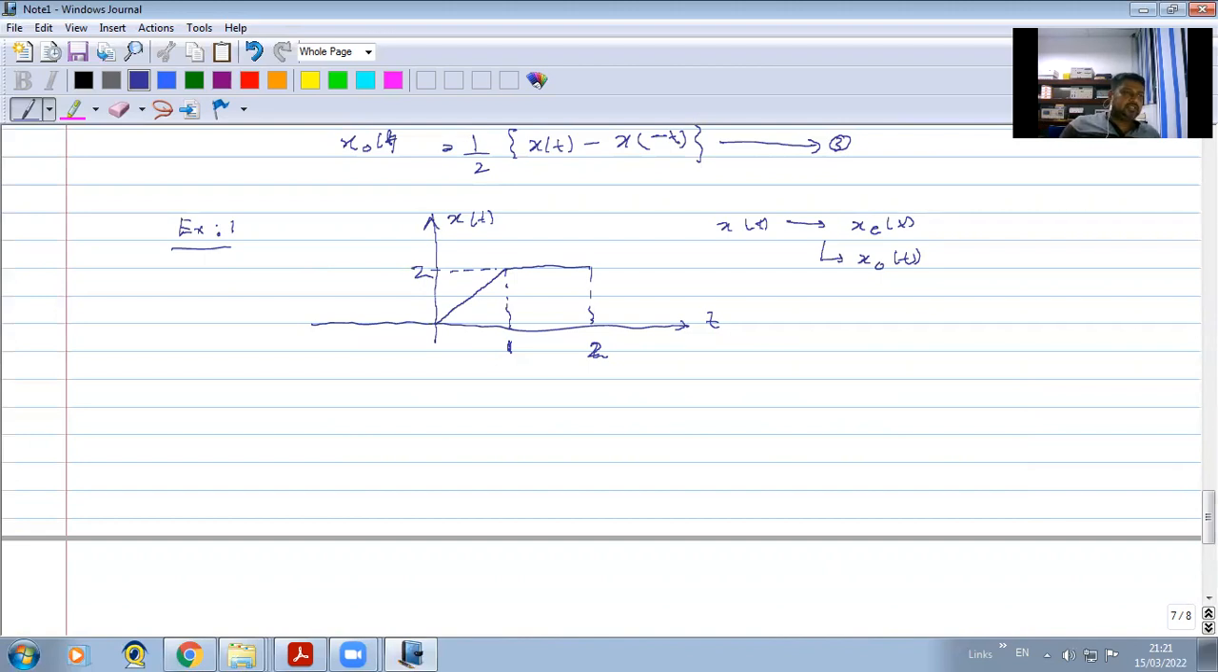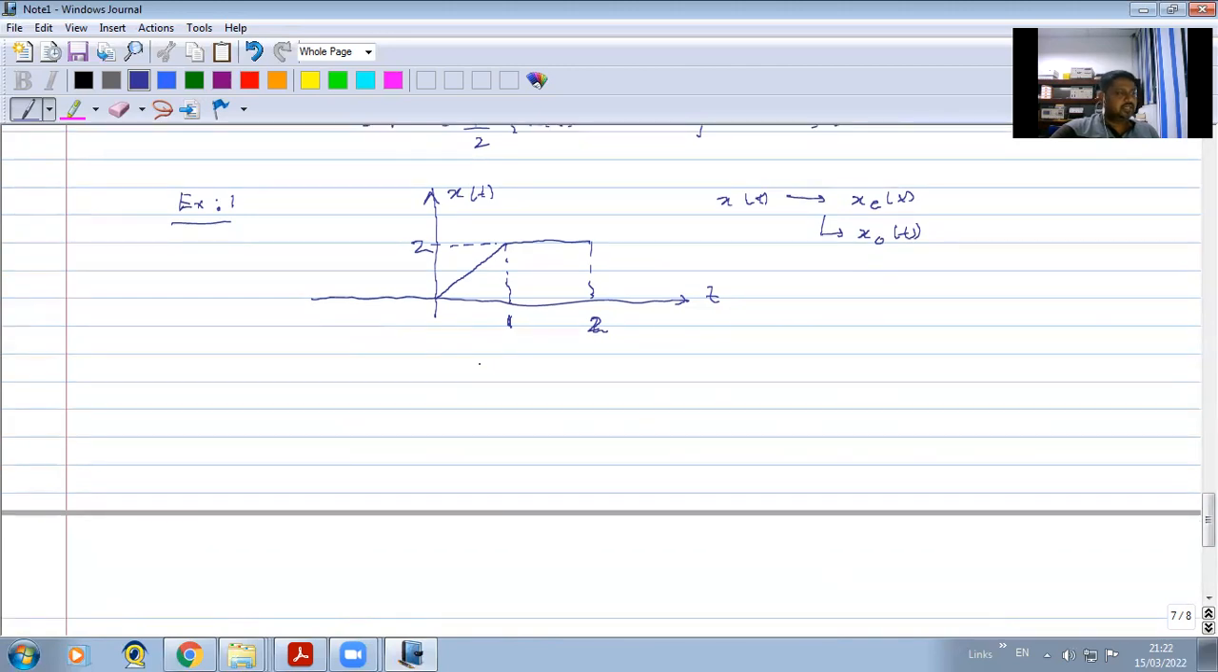So how to find this? Okay, let's draw the time reverse signal. I hope you can do it very quickly now. So if I draw the time reverse signal, this is t, this is x minus t.